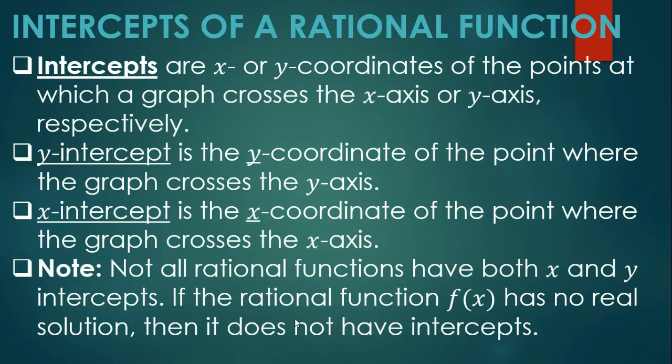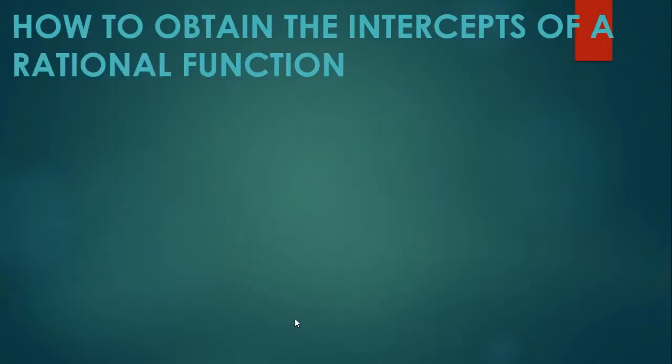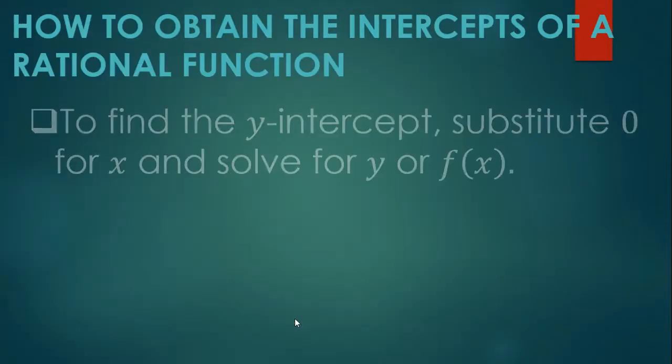Same is true in the x-intercept since it is the point of intersection of the graph and x-axis. Ibig sabihin yung y-coordinate niya ay equivalent to 0. So we consider the x-coordinate of that point of intersection. Okay? So how do we obtain the intercepts of a rational function?